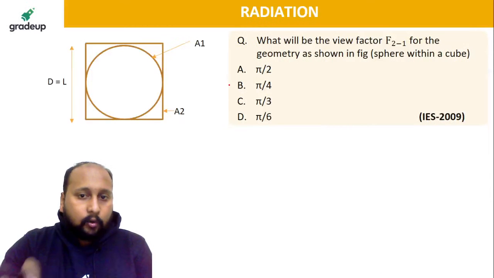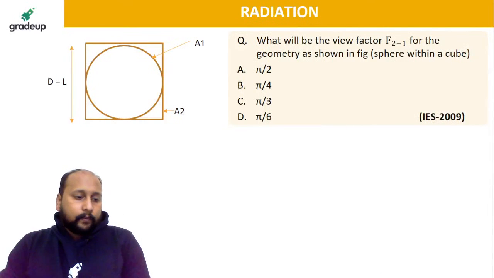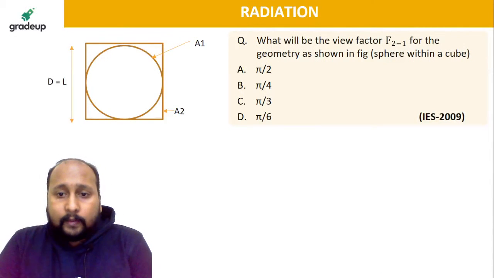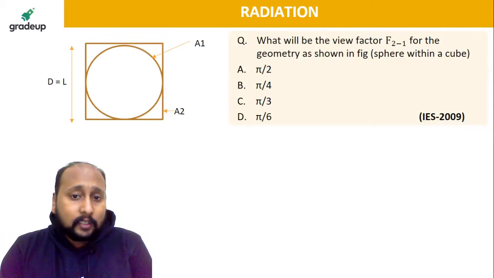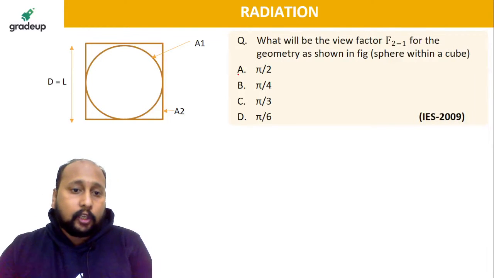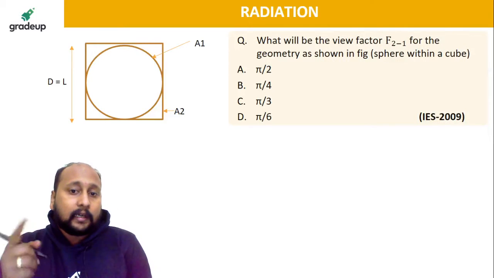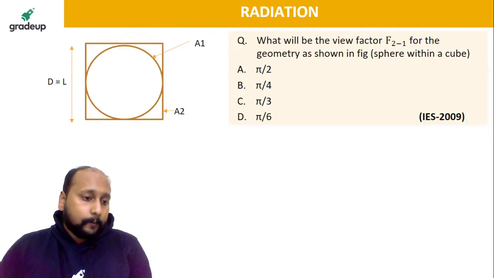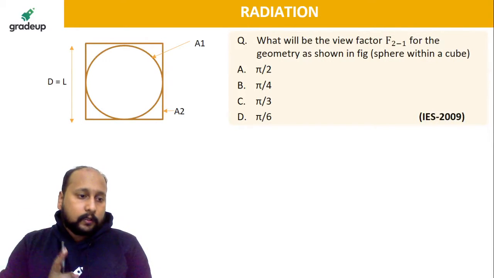Let's see now who will be responding quickly. Next question. Let's see which candidate will respond to this previous year IES problem of 2009. What will be the view factor 2 to 1 for this geometry? We have a sphere at the center and a cube. The side of the cube is D and that is also the diameter of the sphere.